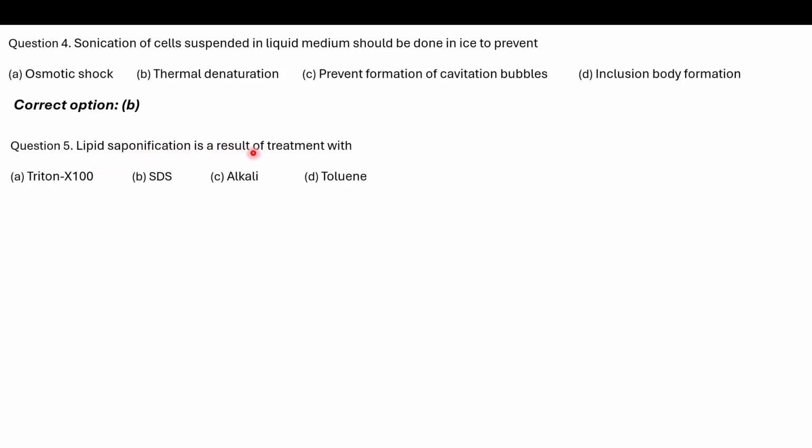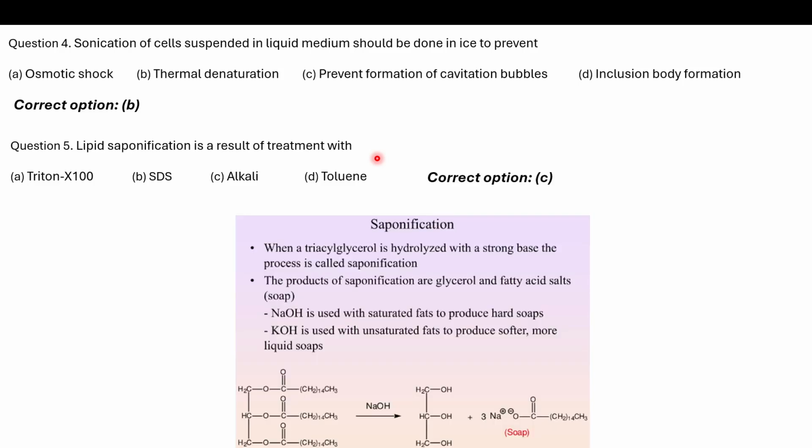Now, lipid saponification is a result of, like we just mentioned, what will be the answer? So, you basically are destabilizing the lipid layer. So, saponification occurs due to treatment with alkaline substances. Okay, so option will be C.